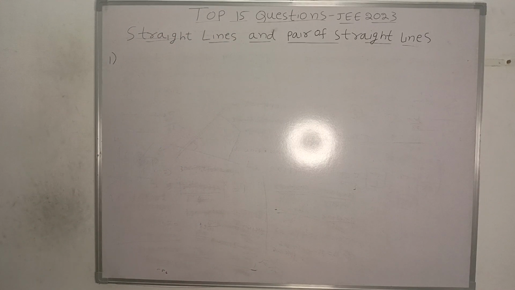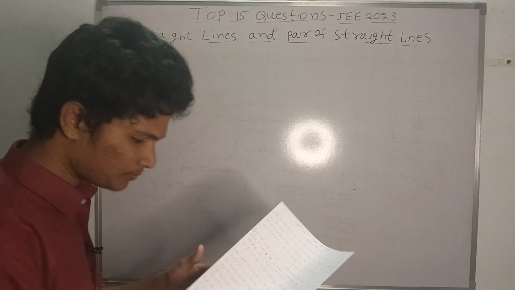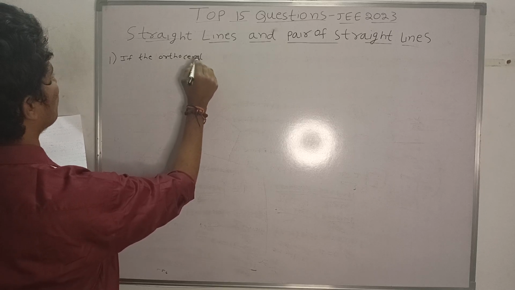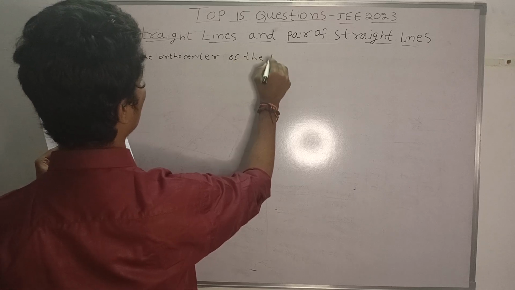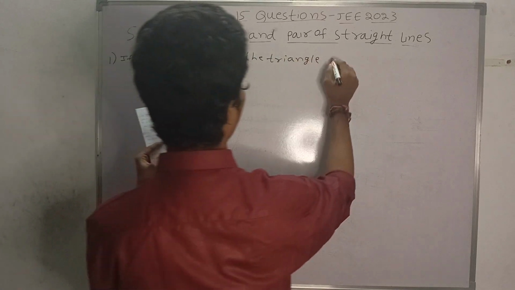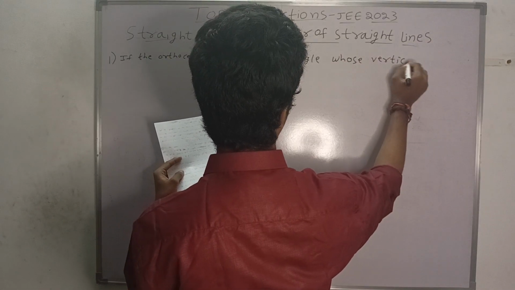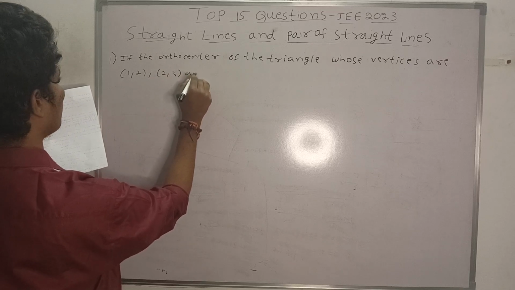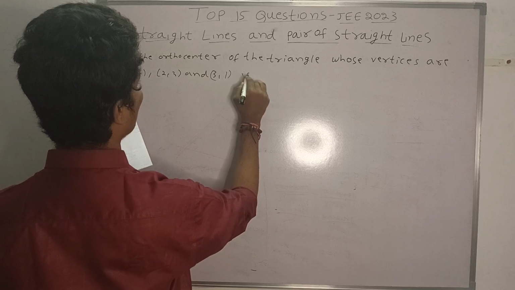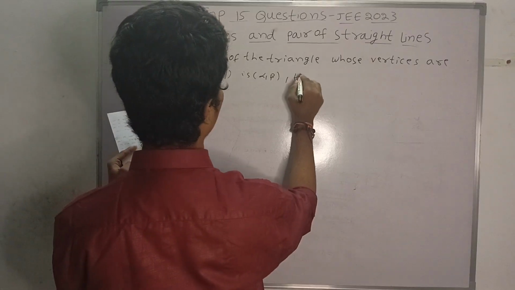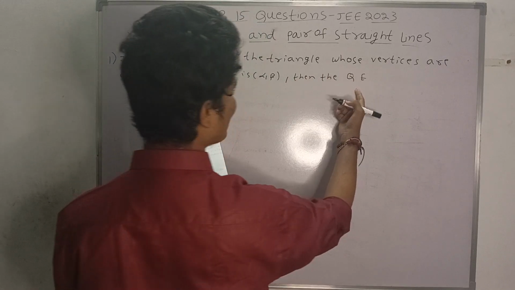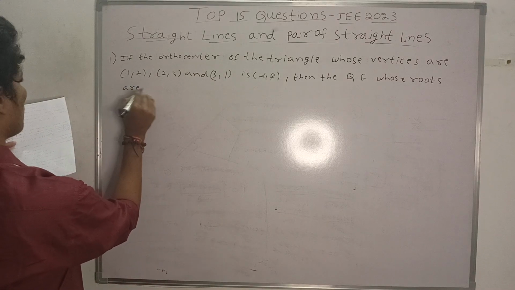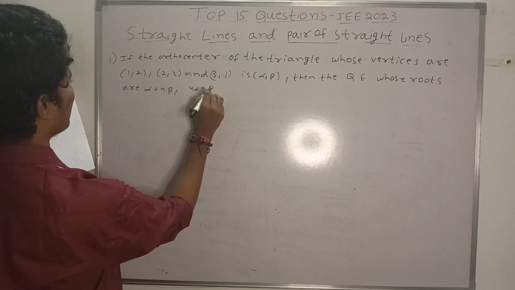And now the second question. The second question is, if the orthocenter of the triangle whose vertices are (1, 2), (2, 3) and (3, 1) is (alpha, beta), then the quadratic equation, QE is quadratic equation, whose roots are alpha plus 4 beta and 4 alpha plus beta, is.